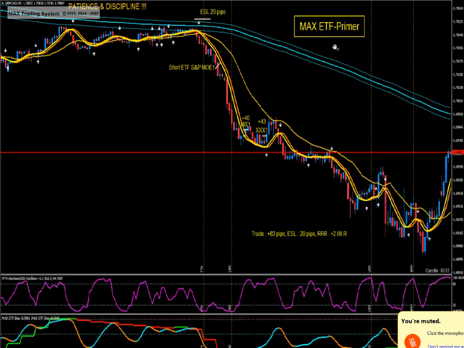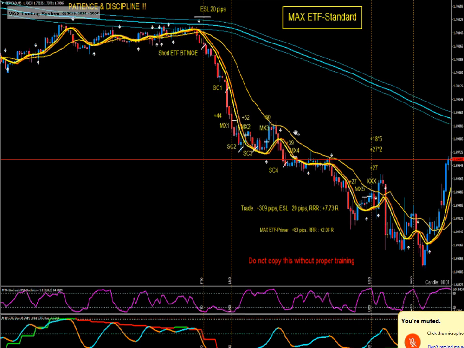So this was a max ETF primer course with just one safe and perfect mode, and you see the type of result, a 2R profit, and with the max standard, so one unique trade with several scale in and scale out with a nice 7.7R result.